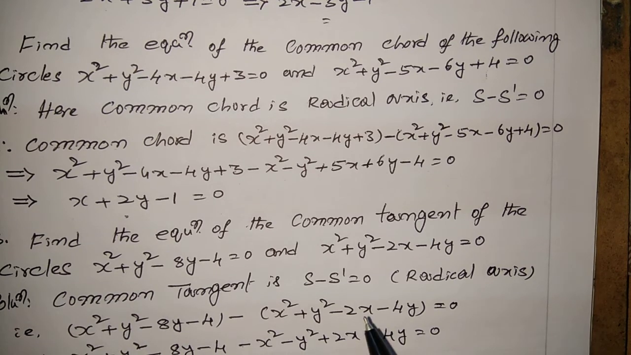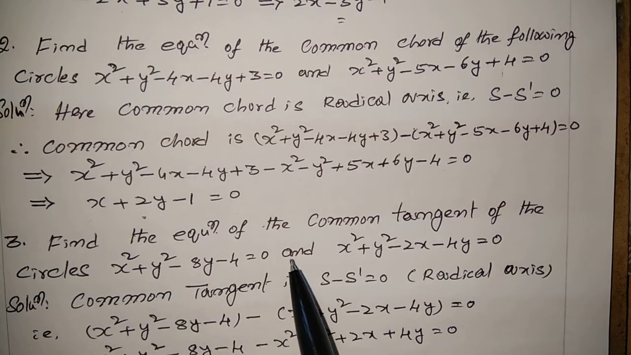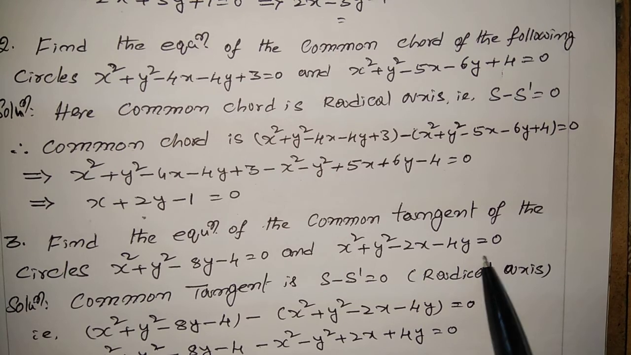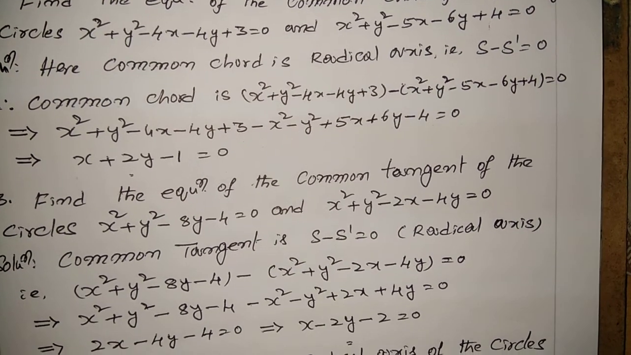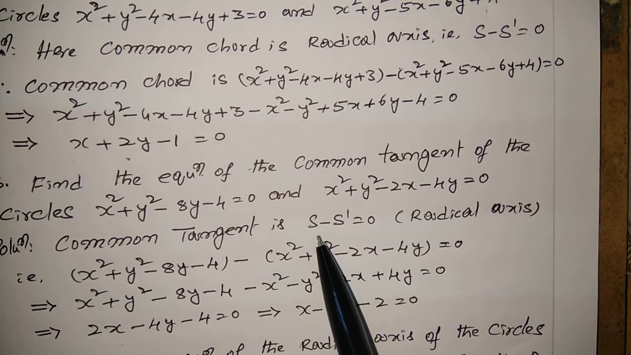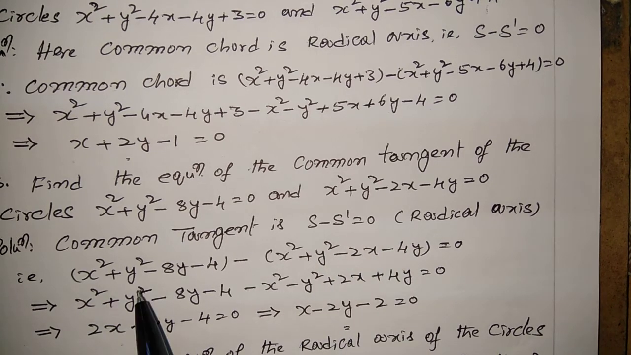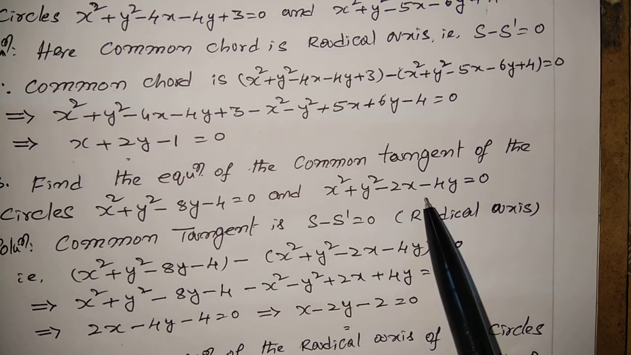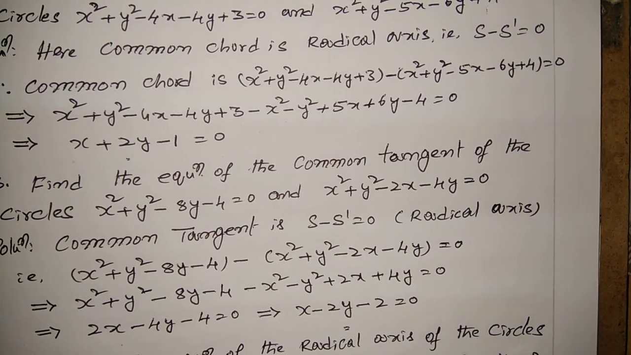Next, third one. Find the common tangent of the circles x square plus y square minus 8y minus 4 is equal to 0, and x square plus y square minus 2x minus 4y is equal to 0. Here the radical axis is the common tangent, that is S minus S dash is equal to 0. So the common tangent is x square plus y square minus 8y minus 4 minus (x square plus y square minus 2x minus 4y) is equal to 0.